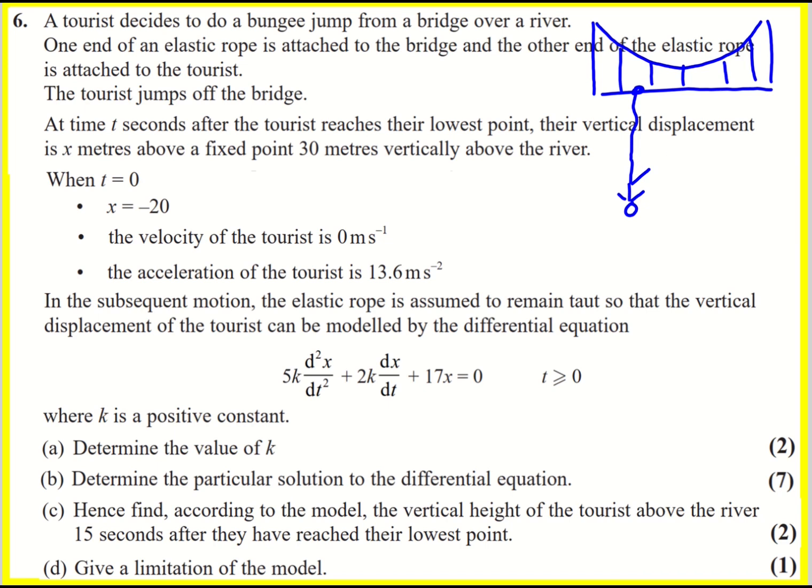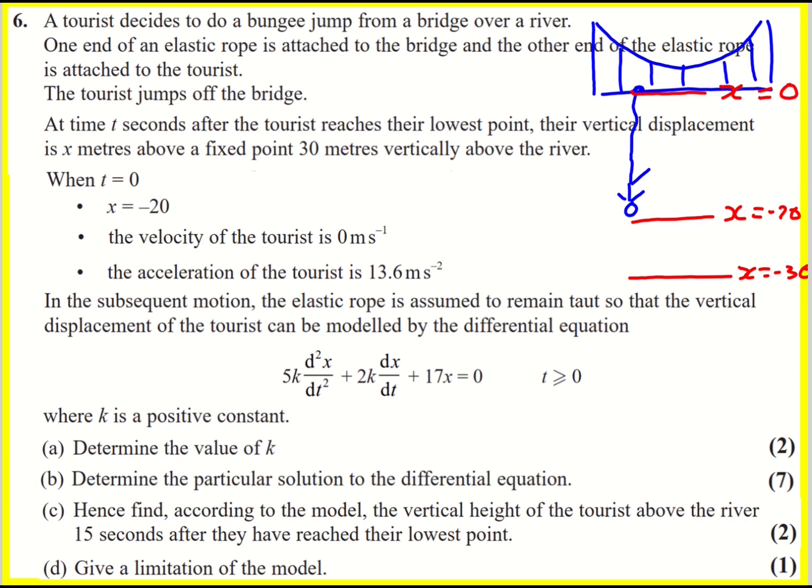At time t seconds after the tourist reaches their lowest point, their vertical displacement is x meters above a fixed point 30 meters vertically above the river. So let's say this is the lowest point, and then we've got the river down here, and then x is minus 20. So what that tells us is that they're 20 meters below the bridge. In fact, this is x equals minus 20. The river would be where x is minus 30. And then up here is where x is going to equal 0.